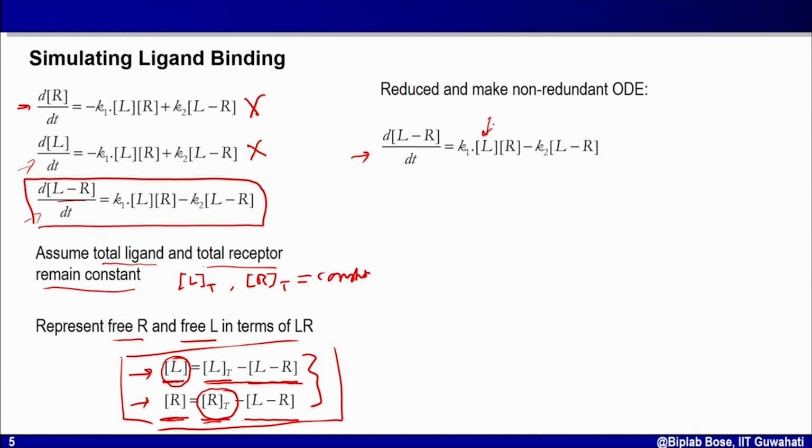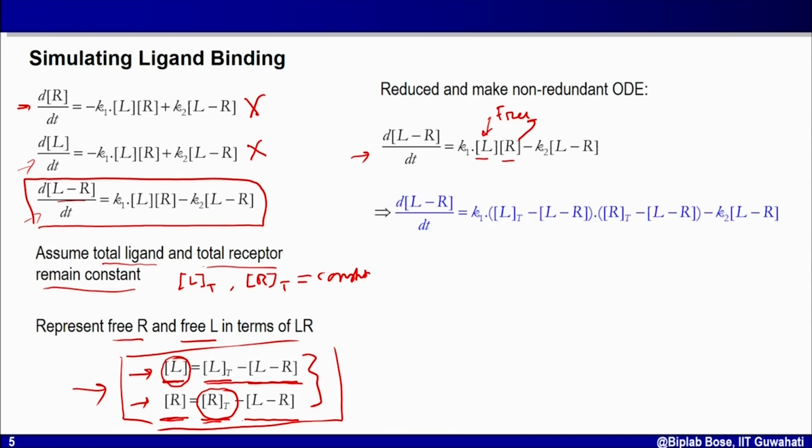Now L is free ligand, R is also free receptor. So if I use these algebraic relations, I can replace this L and R by these algebraic relations. That's what I have done. So the equation after replacement of free L and R will be K1 into (LT minus LR), which is nothing but the free L, into (RT minus LR), this is nothing but concentration of the free R, minus K2 LR as it is.